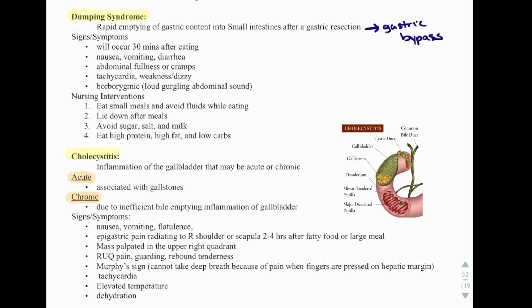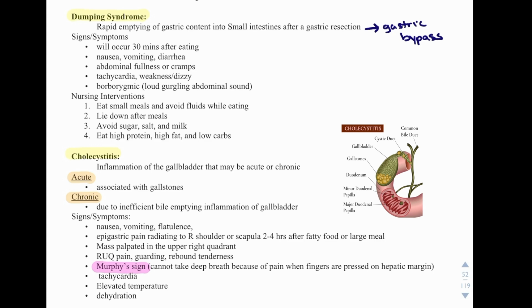We can feel a mass in the upper right quadrant. They'll have right upper quadrant pain, guarding, and rebound tenderness. We can look for something called Murphy's sign. This is where they feel like they can't take a breath because of the pain when fingers are pressed on the hepatic margin.